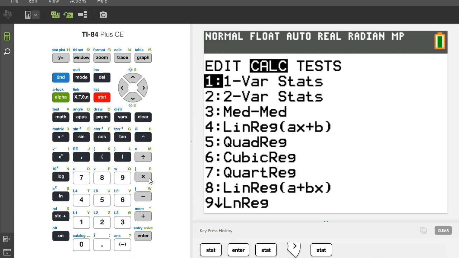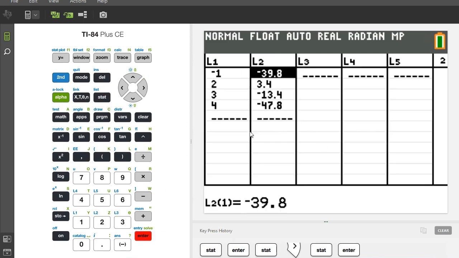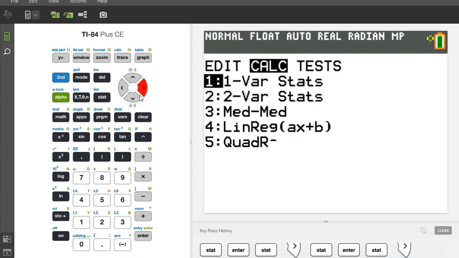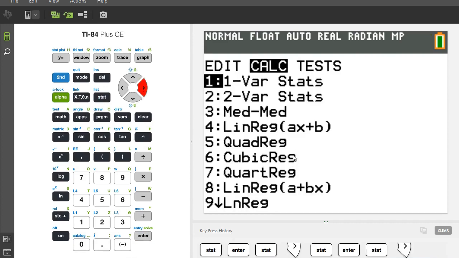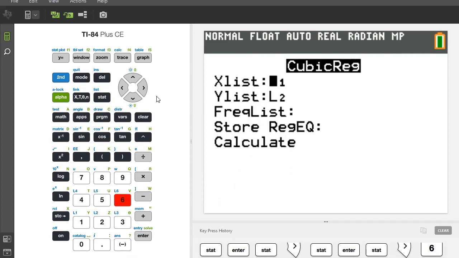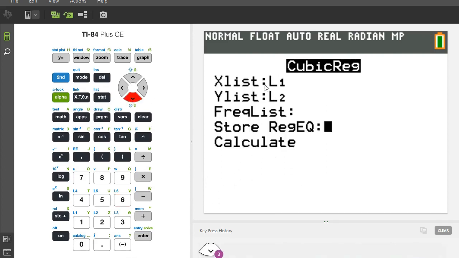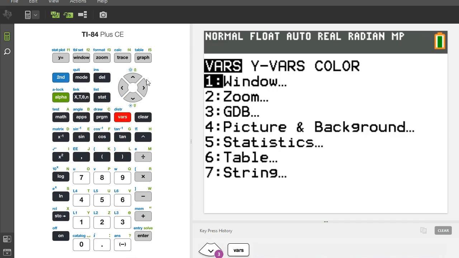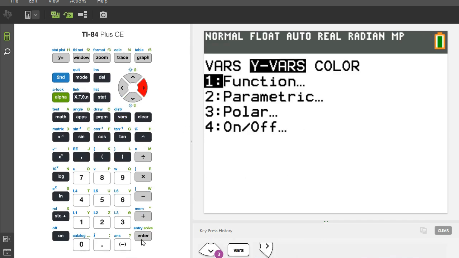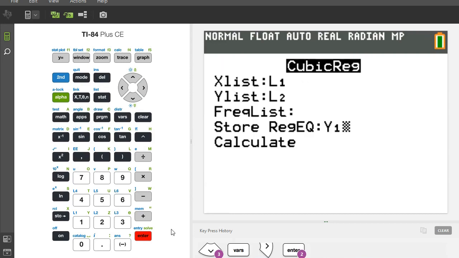So since in this case I have 4 points and it's asking for a cubic, this will give me a perfect representation of a cubic equation. So I go to cubic regression, that's option 6. And then L1 and L2. I want to store my regression equation in Y1 if possible. So Vars, Y-Vars, Function, Y1.